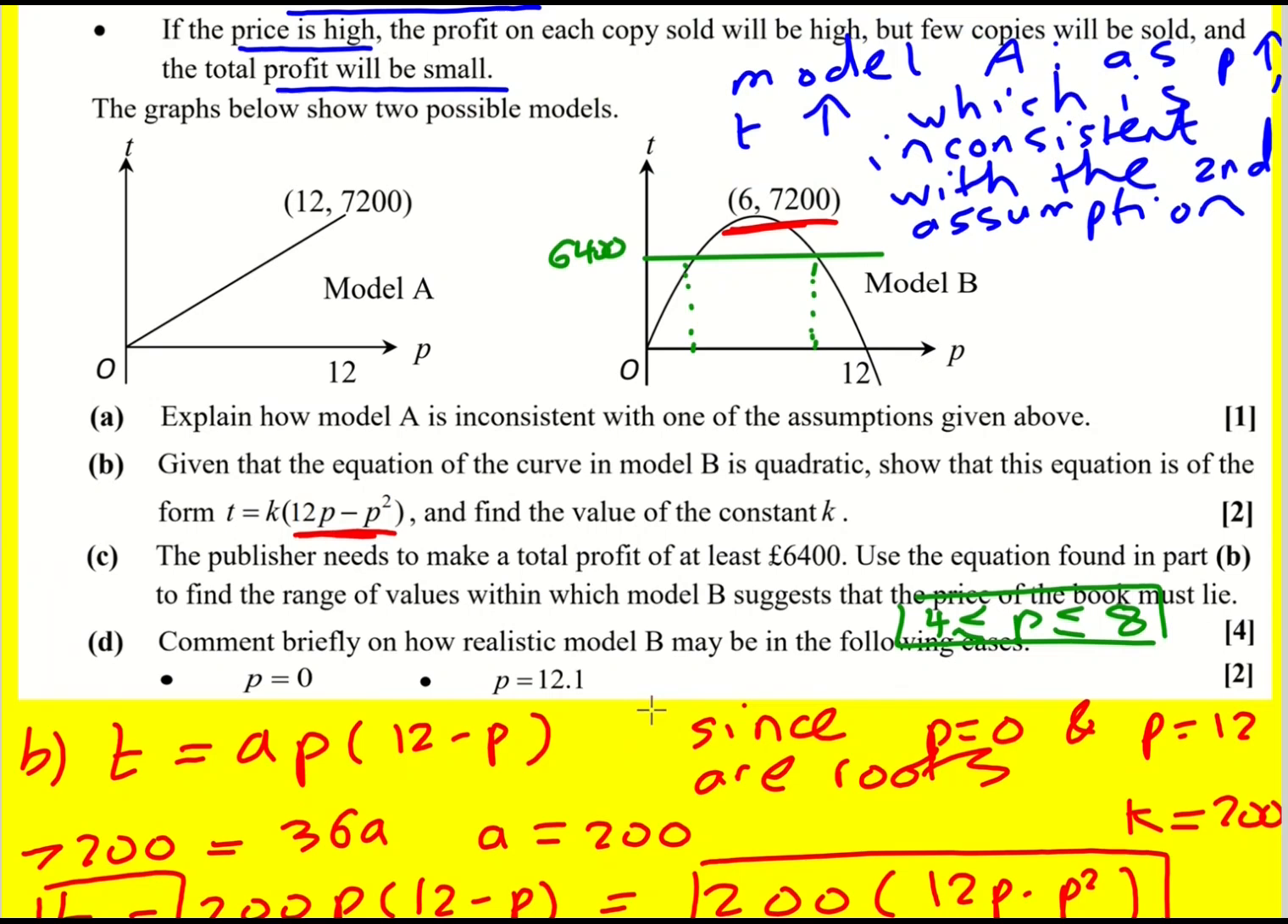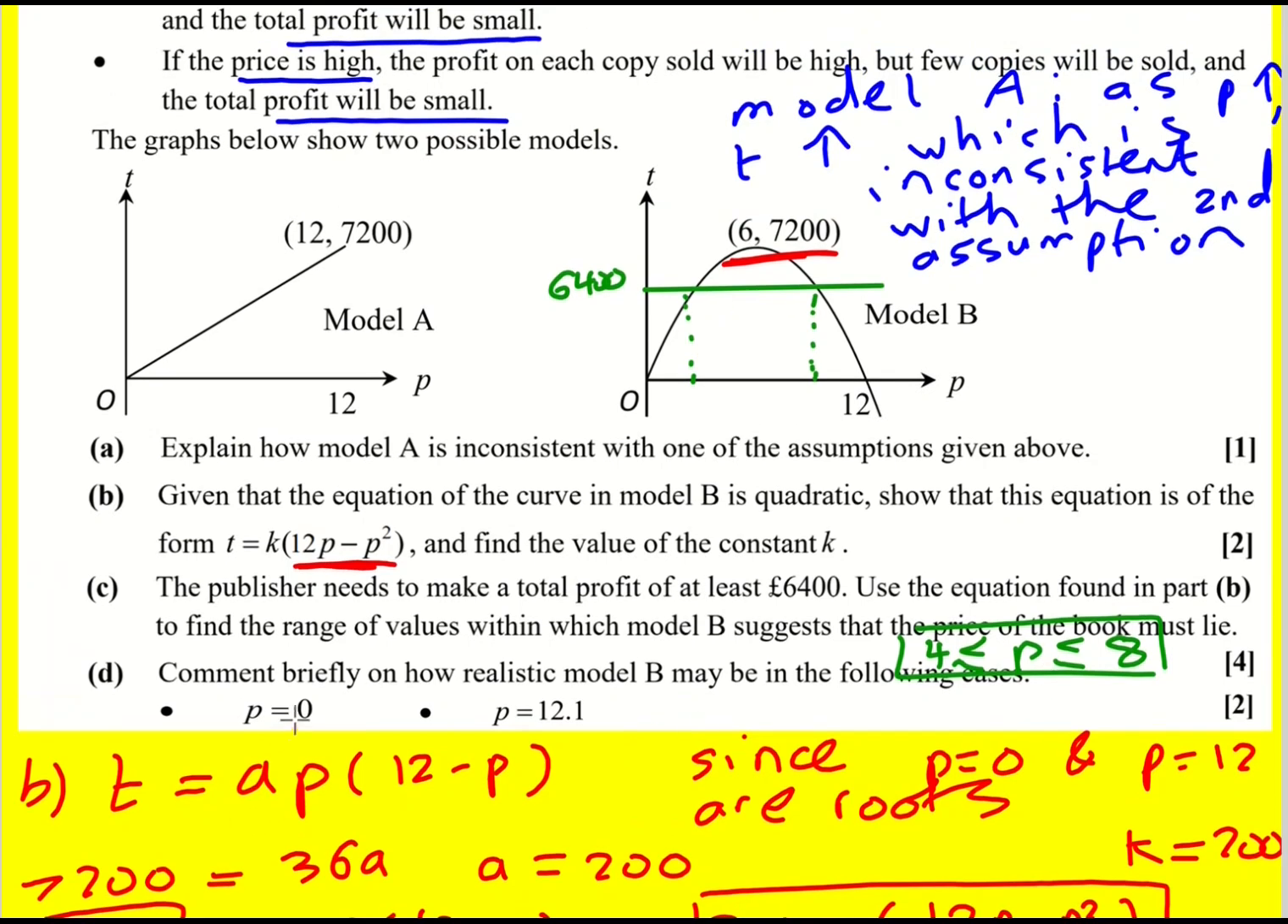Finally, comment briefly on how realistic model B may be in the following cases: when P is 0 and when P is 12.1. So when P is 0, the prediction is that T equals 0, that there's no profit. But actually, if you try and sell all your books for no money whatsoever, you're going to lose money because it's going to cost money to actually publish the books in the first place. So I'm not going to write all of this down, but basically model unrealistic. The books will cost money to make, so selling them for nothing will lead to losses.